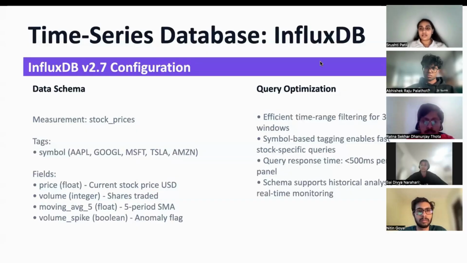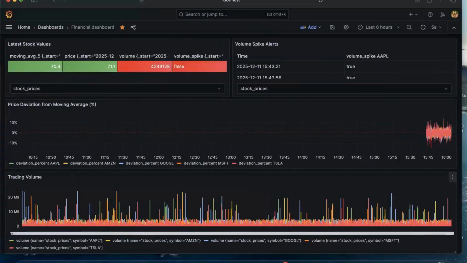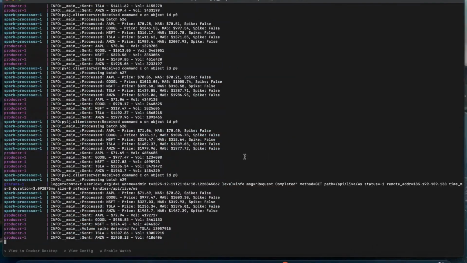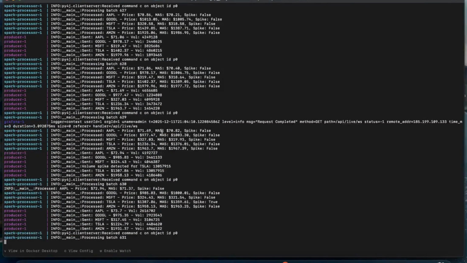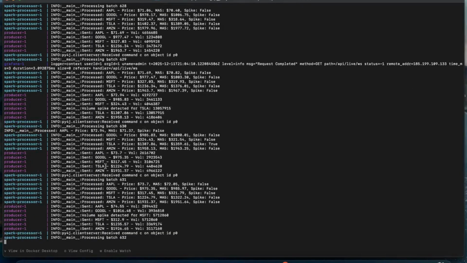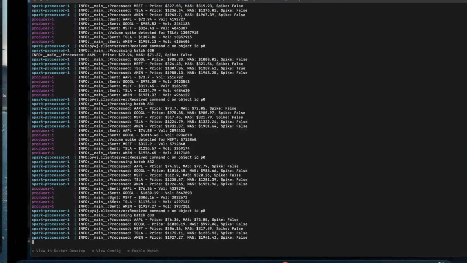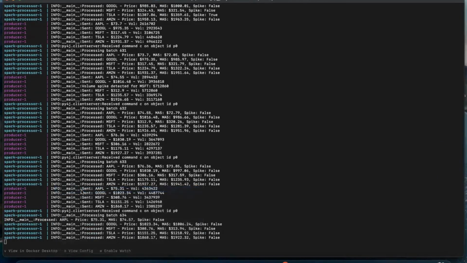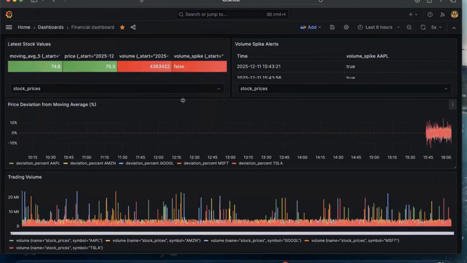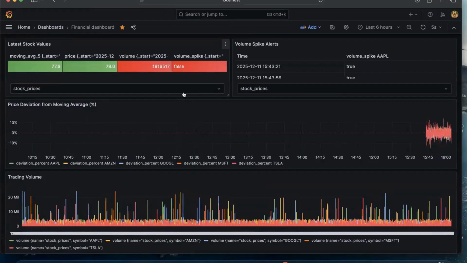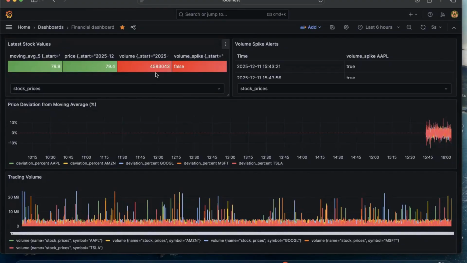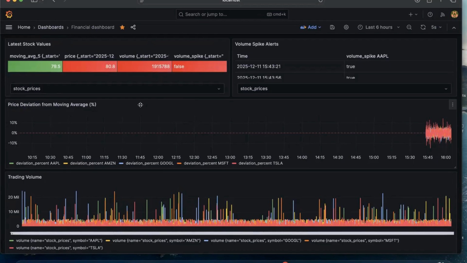Let me show you the terminal in which we are putting up the real-time stock prices, which we have connected with the final dashboard, where each panel shows us the stock price market spikes. In the first one, the latest stock values, it shows the which is highlighted in red. It shows the active volume spikes.